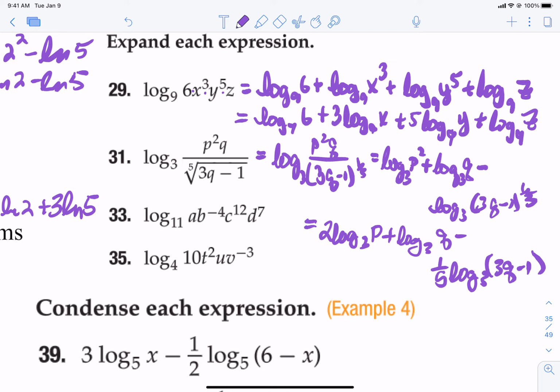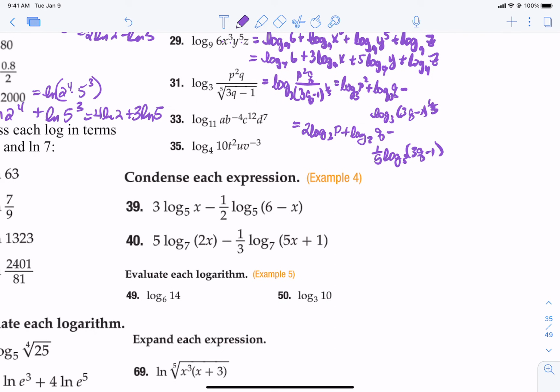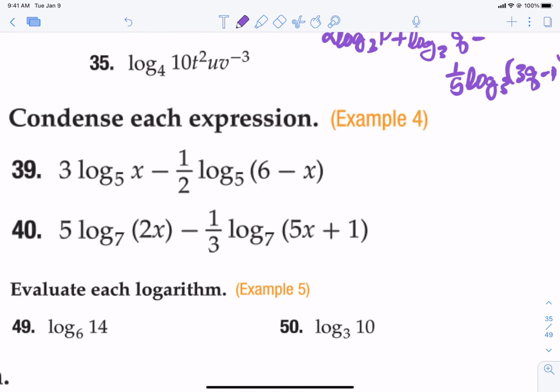Now, for 29 through 35, you are trying to rewrite it as expanded as you possibly can. For problems 39 and 40, we are actually going the opposite direction. We are trying to condense it down into one logarithm. So that's what we're going to do now for 39. So 39 is the opposite of what we just did. We're going to go backwards and put the logs back together.